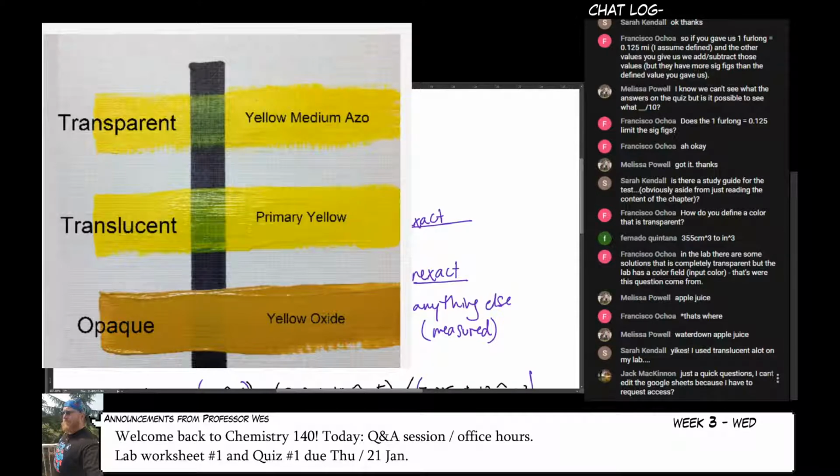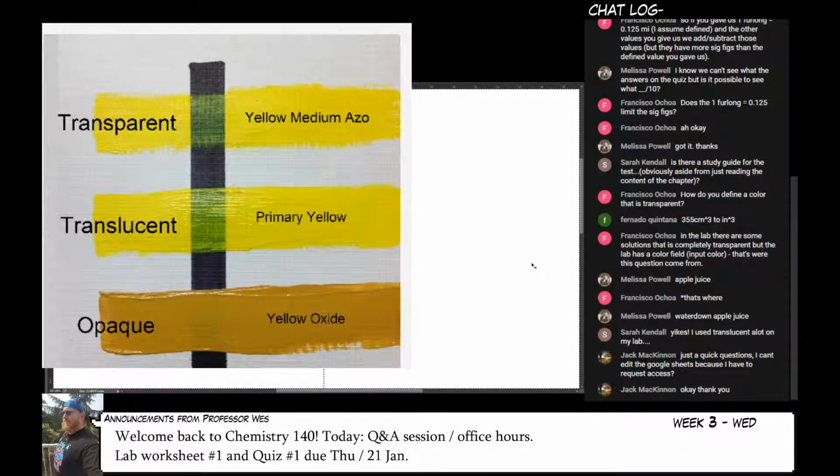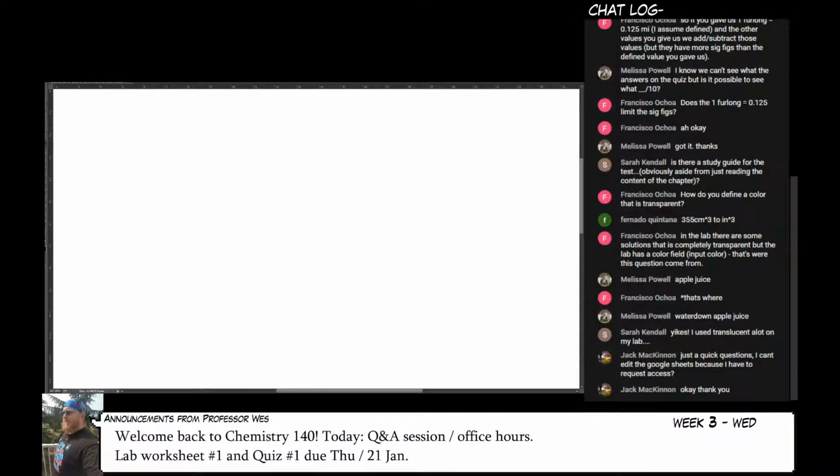What else do we have? 355 centimeters cubed to inches cubed. We can do that. Oh, hold on. It's asking me, do I want to delete things? I don't want to delete over there. I didn't click on Photoshop. I'm deleting things from my OBS, which would be no good. So we did this one during lecture, so you could review this in what we did yesterday. What are we doing? Centimeters cubed to inches cubed? Yeah.